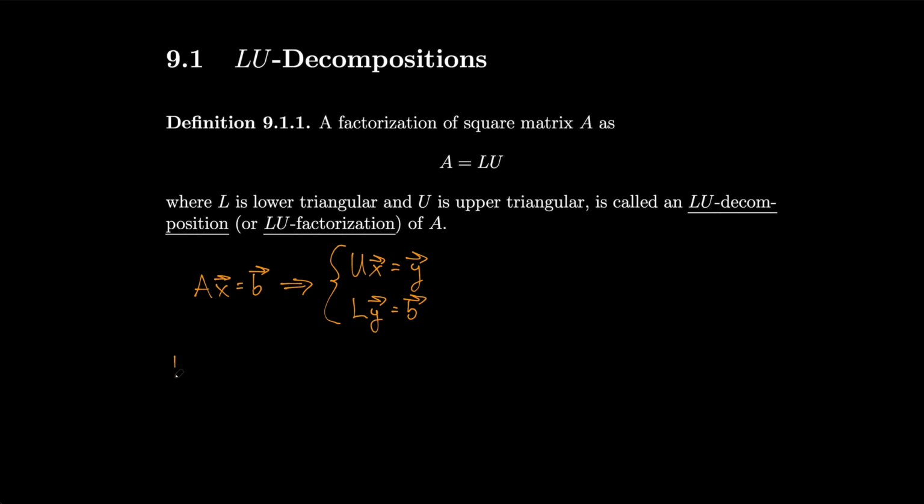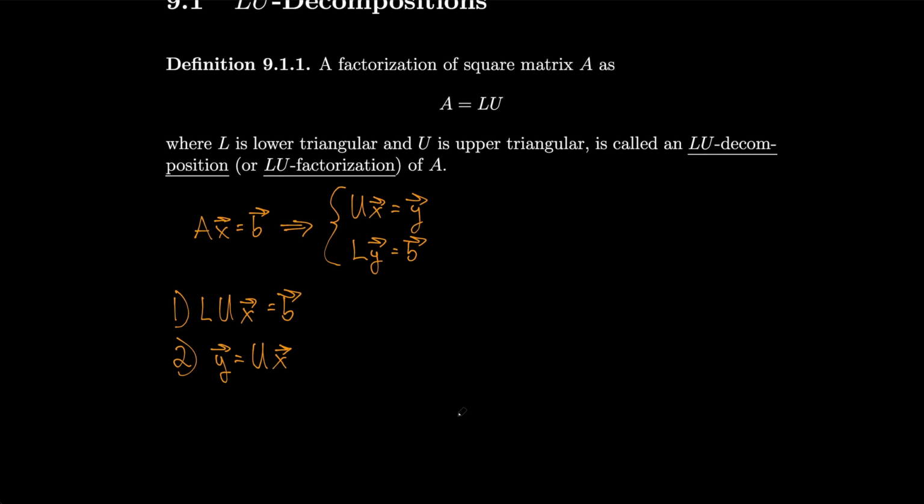So the first step to do this is first write LUX equals B. So we just replace A with LU. And then step 2 is to do the substitution, Y equals UX. And then we'll write LY equals B, because L times UX is B, and we will solve for Y.